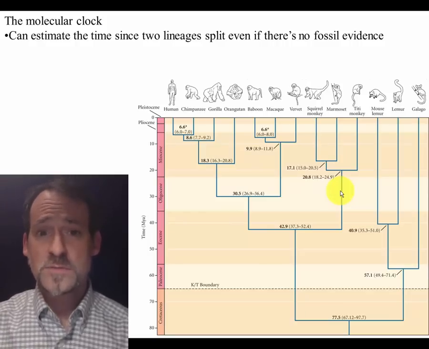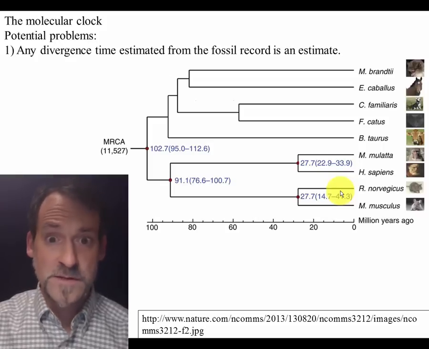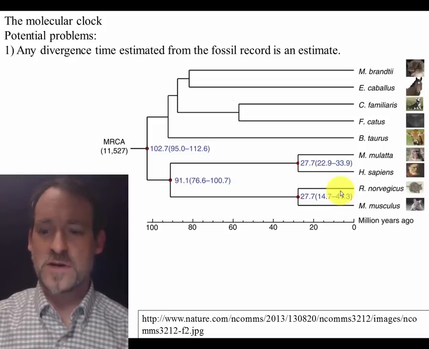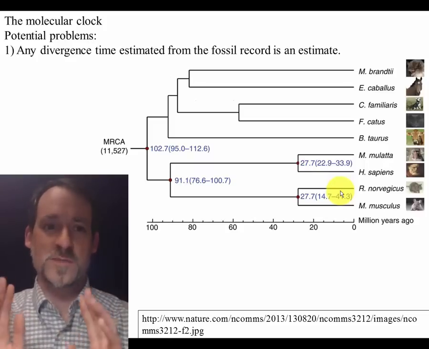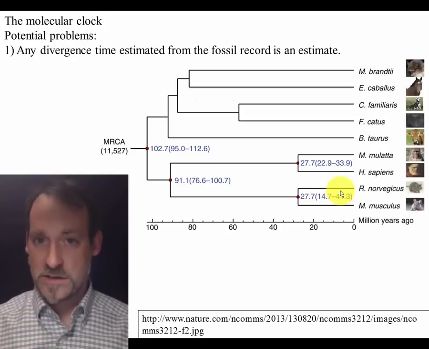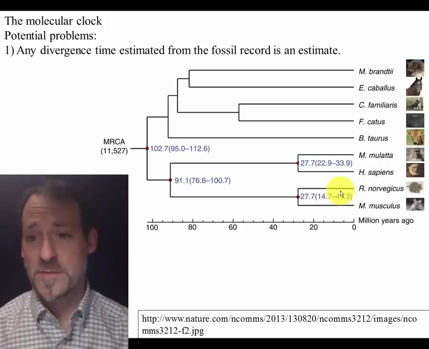Is it really this simple? Well, of course not. Nothing in this class is as simple as I'm telling you it is. Everything is an oversimplification. There are all kinds of complexities and hiccups to the molecular clock, most of which I'm not even going to talk about. One of the problems you have, though, I am going to talk about a couple of the problems.